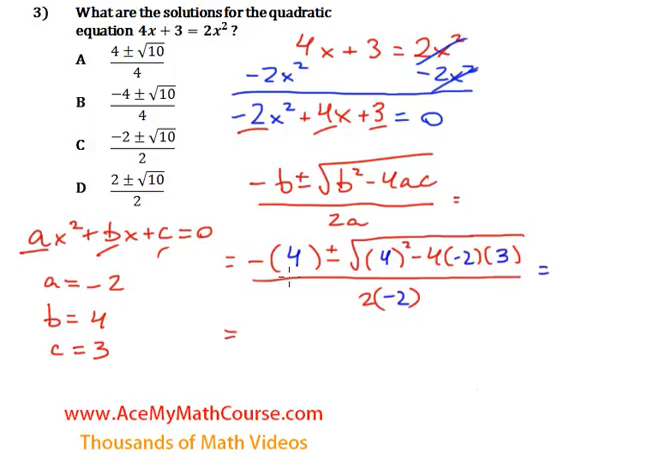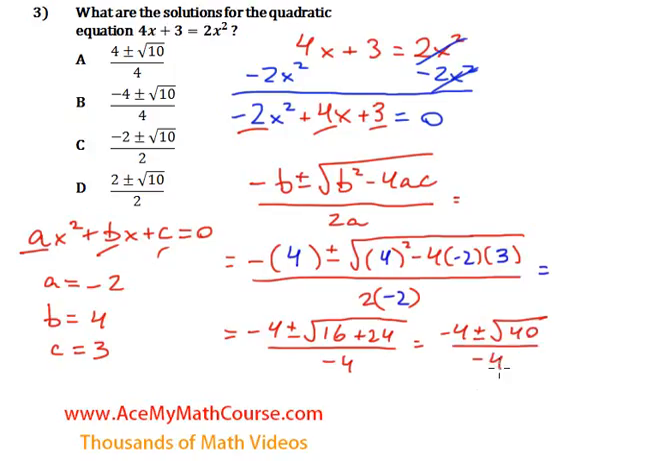So we have negative 4 plus or minus square root of 4 squared is 16. 3 times negative 2 is negative 6 times negative 4, 24. All over 2 times negative 2, negative 4. Okay, so we have negative 4 plus or minus the square root of 40. 16 plus 24, 40. All over negative 4.